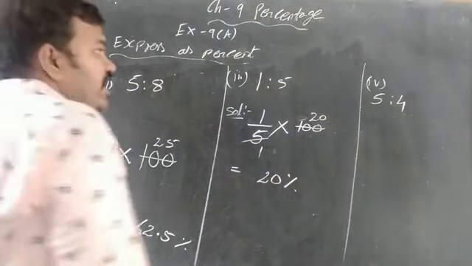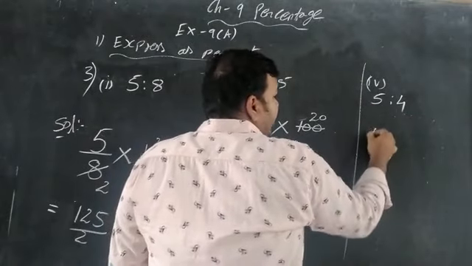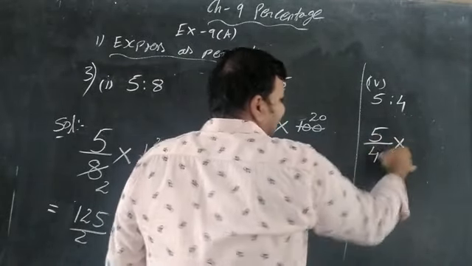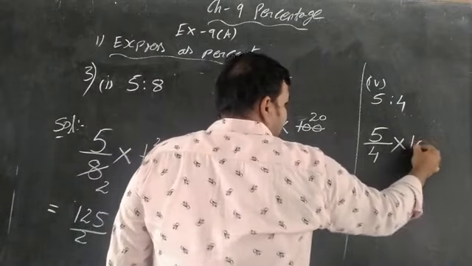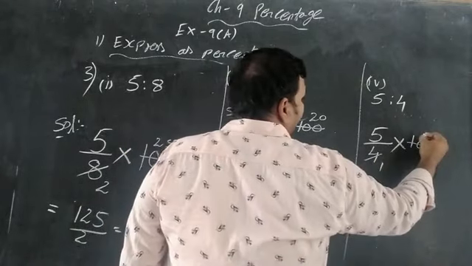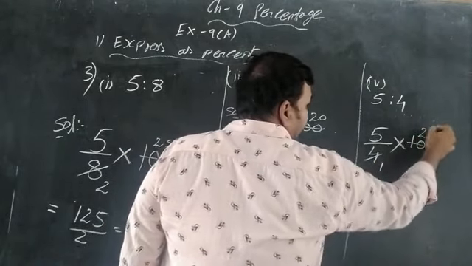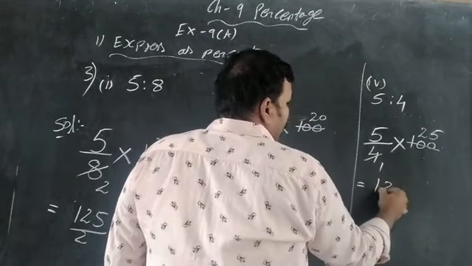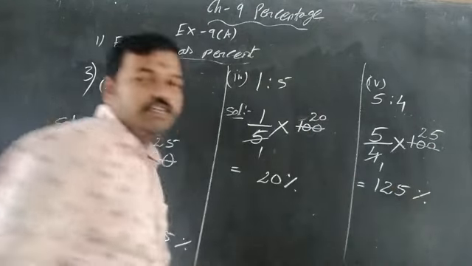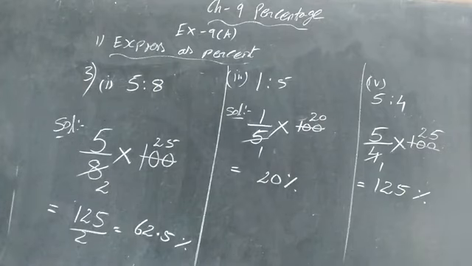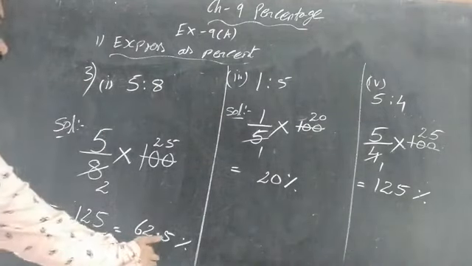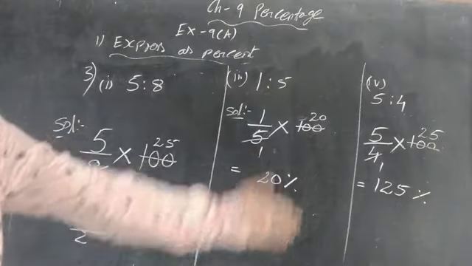The last ratio given is 5 is to 4. This one also we have to change in the form of percentage. Percentage means into 100. Multiply with 4 table, 4 ones are 4, 4 twos are here 5 times. 25 5s, 125, which is equal to 125 percentage. The ratio is given, we are changing into percentage.